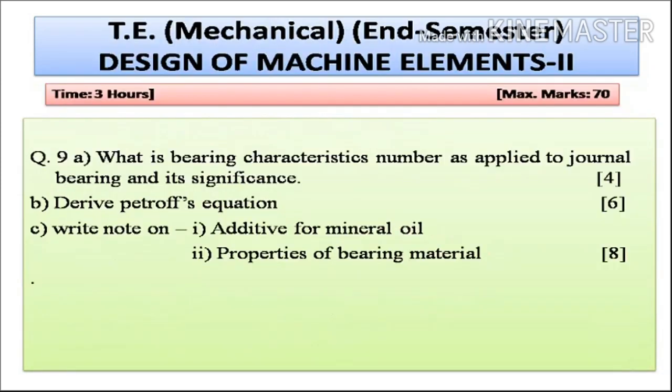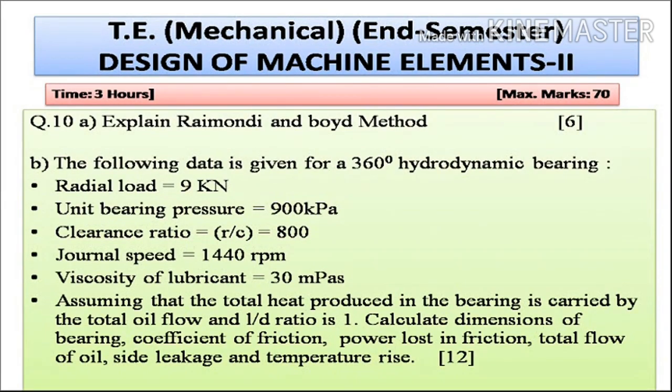So actually question number 9 is completely a theory bit, which is on unit number 6, that is sliding contact bearing, and question number 10 is again on sliding contact bearing for 18 marks. So 6 marks there is a theory bit and there is a 12 marks numerical. So let us see what is the given numerical here. Let us read this numerical first.